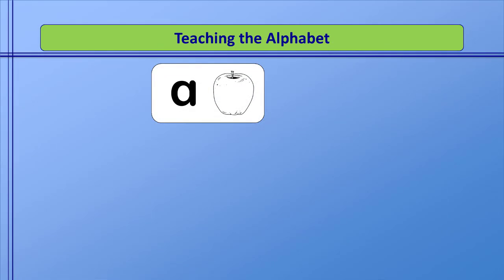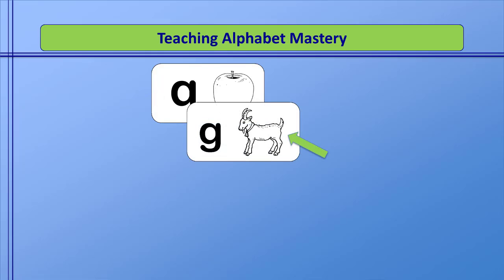Because a child who can isolate beginning sounds can easily identify a letter that is next to the image. For example, the teacher might say, "This is an apple. The beginning sound of apple is A. This letter says A. This is a goat. The beginning sound of goat is G. This letter says G.